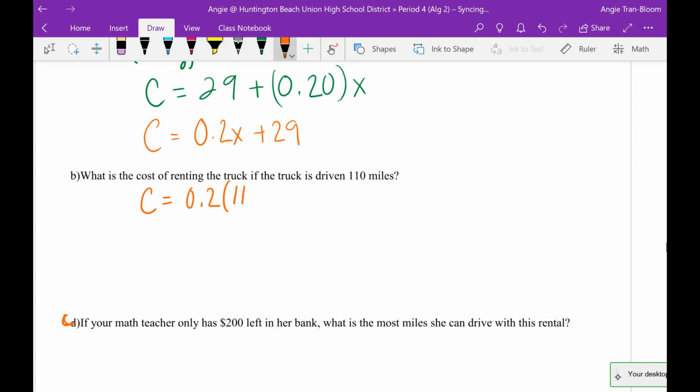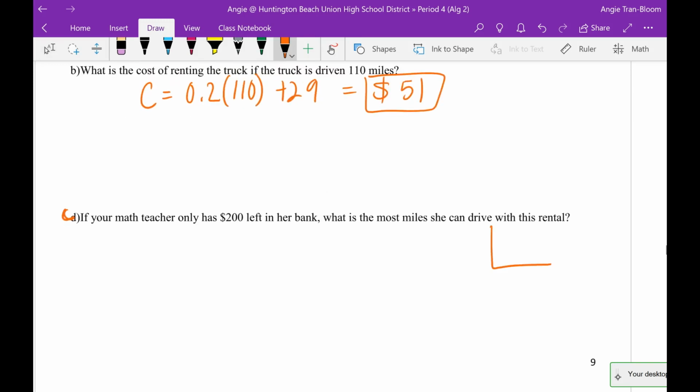Okay, and then you get $51 even, yeah? So the cost to drive the truck in one day, if you drive around for 110 miles, is $51. How far is it from here to San Diego? 40 cents. Okay. So like almost to San Diego and back, about. Yeah. So $51. Next, if I only have $200 left in my name, what's the most miles I can drive in that day?